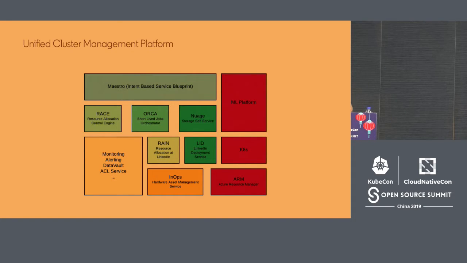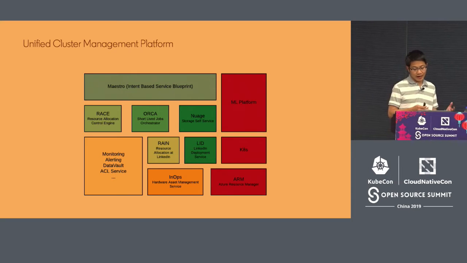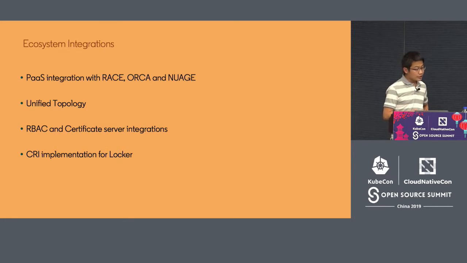All right, so after supporting both online and batch AI workloads on our Kubernetes platform, which showed the value and gave confidence to the team, we are working on extending Kubernetes and unifying the platform. So here are more integrations that we are working on. PaaS layer integration with Race and Orca. We're also working on unified topology integration.